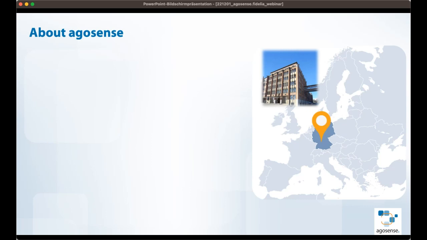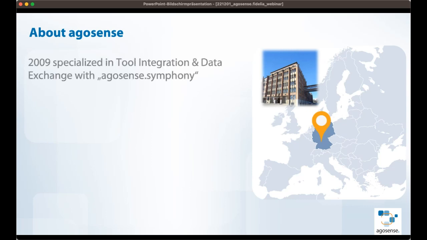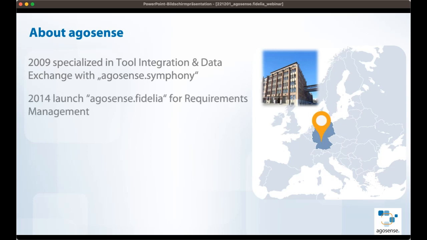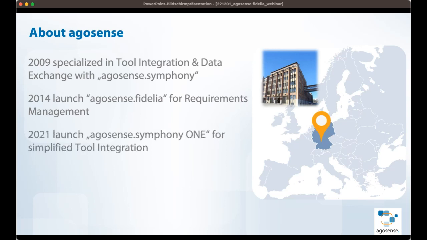A few words about agosense. We established the company in 2009, where we specialized with our product agosense Symphony for tool integration and data exchange. Later on, in 2014, we launched the first edition of agosense.fidelia, at that time, for requirements management.